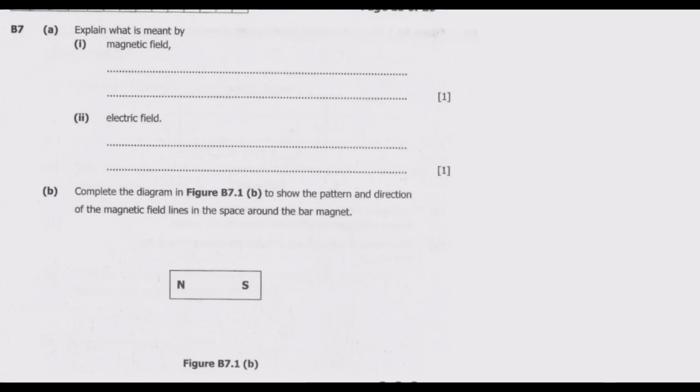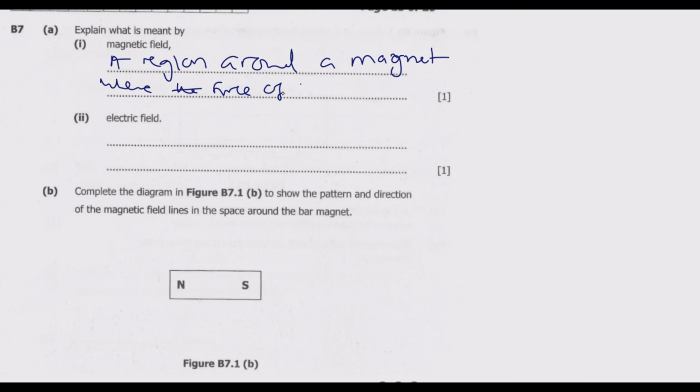Let us look at question B7. Explain what is meant by, Roman numeral 1, magnetic field. So a magnetic field is basically the region around a magnet where the force of magnetism acts. Then Roman numeral 2, electric field.